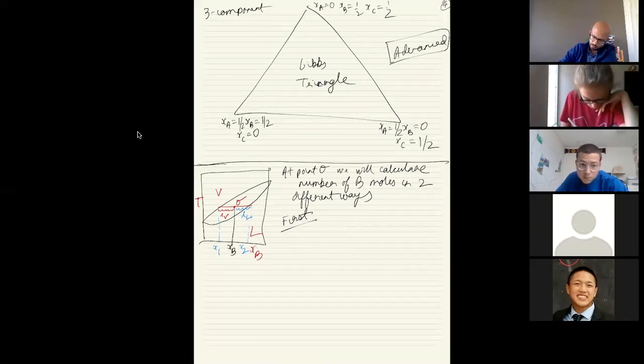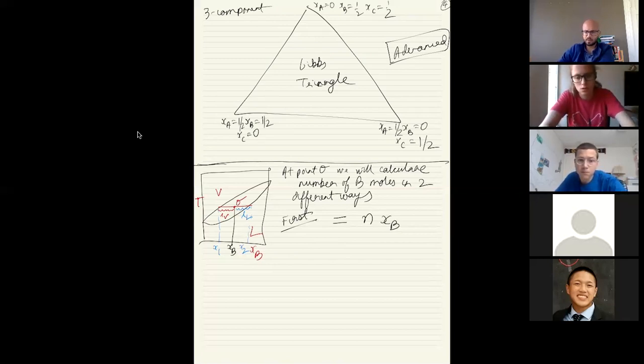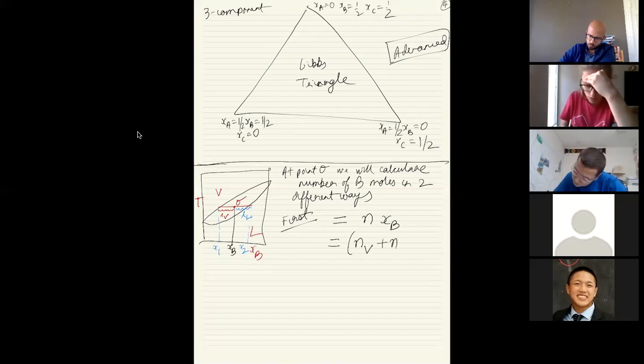So this thing is equal to the total number of moles in the system N multiplied by the mole fraction of B, right? Nothing profound about it. If you have total number of moles N and you know mole fraction of B, then the number of moles of B is going to be N multiplied by XB. This in turn is given by number of moles of vapor plus number of moles of liquid multiplied by XB, which is NVXB plus NLXB, right?